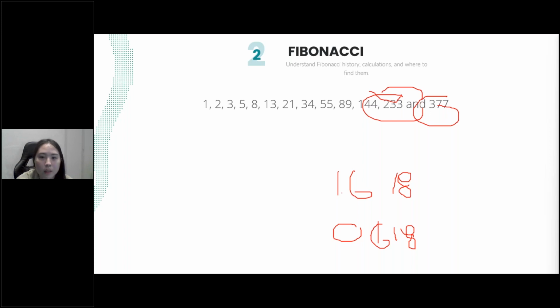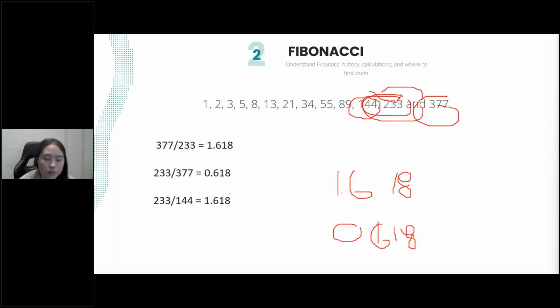So let's try another pair. Let's say we take 233 divided by 144. You will ultimately always end up with 1.618 or 0.618. So this sequence always ends up with 1.618.